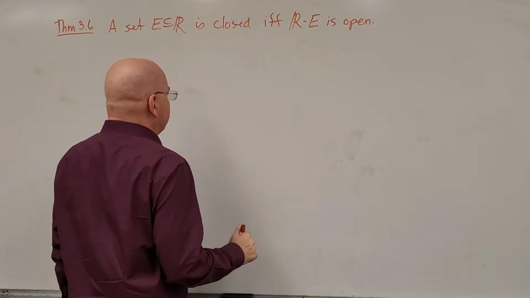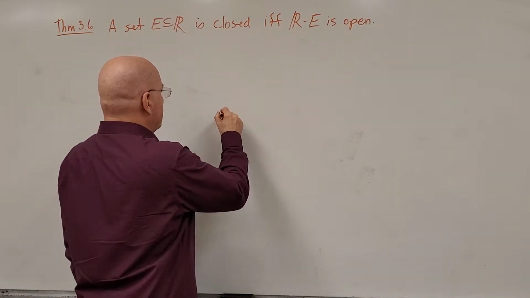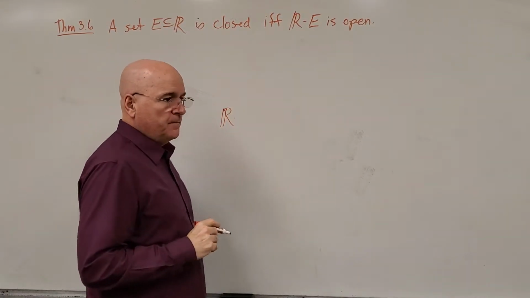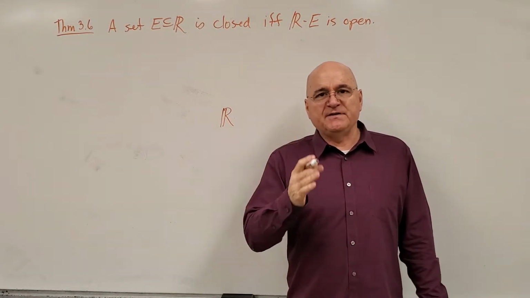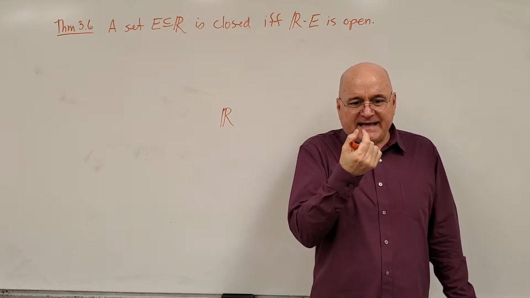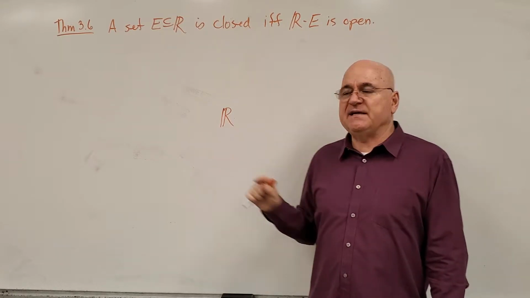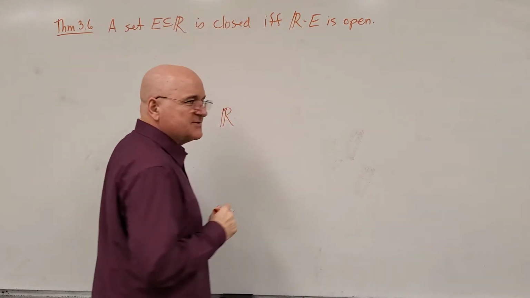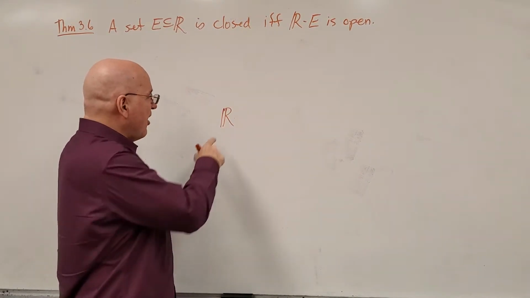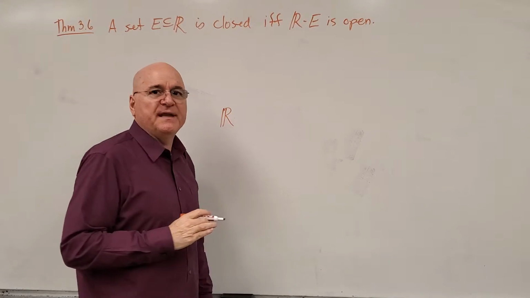All right, how about R? Is R an open set? Well, of course it is. For every single number, you can find a neighborhood around it that's completely contained inside R. But R was closed also. So R is one of those sets that's both open and closed.